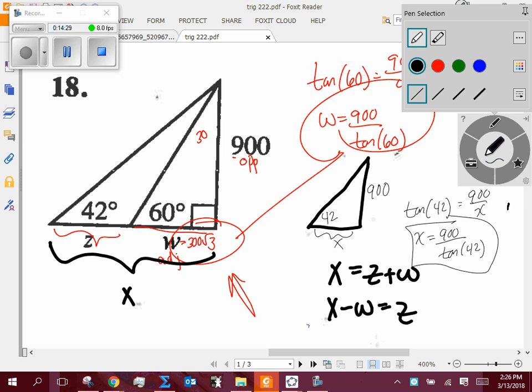So can I say 900 divided by tangent of 42 minus w, and whatever version of w you want to use. Maybe I use 900 over tangent of 60. If I type that in, just like that, it will give me the distance for z. Which is nice because that is now a component of a non-right triangle with that 42-degree angle in there, which is going to lead us into one of the later sections in this chapter.